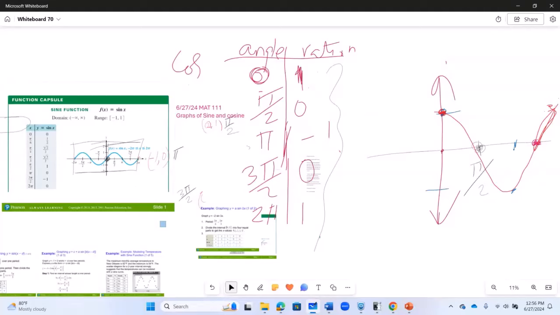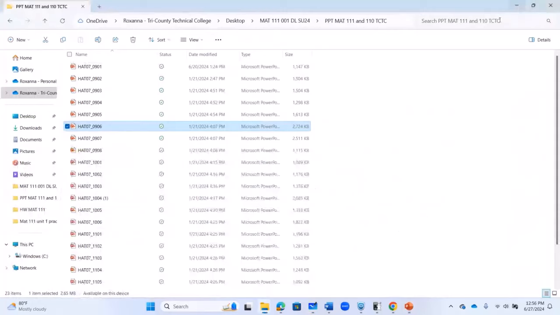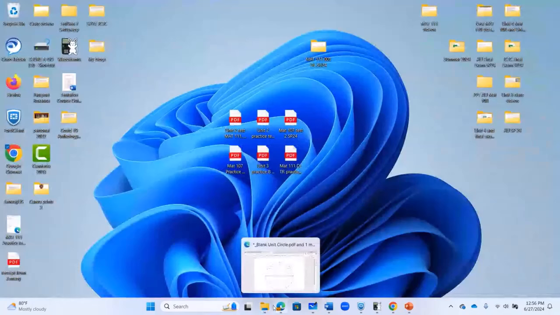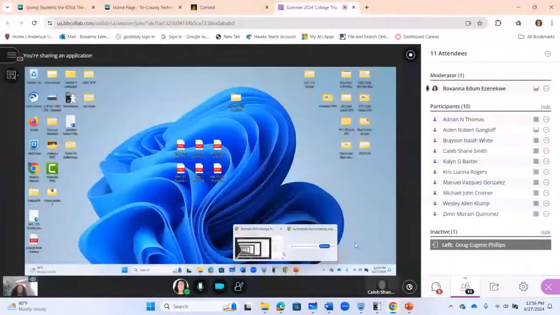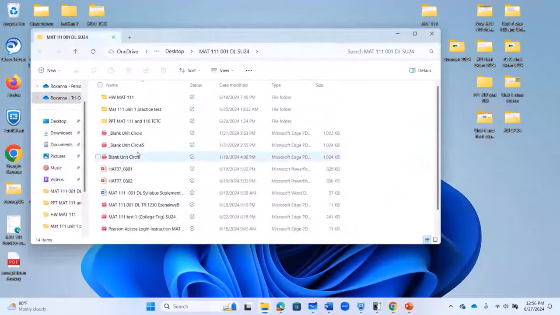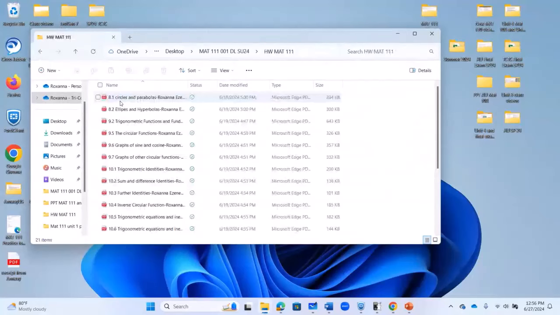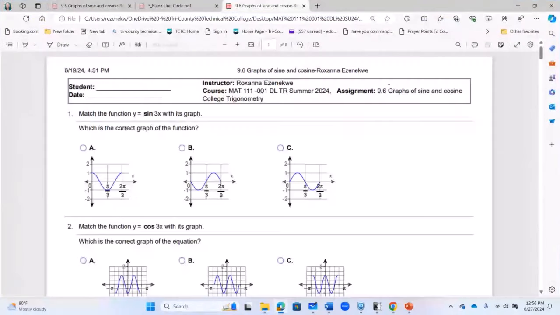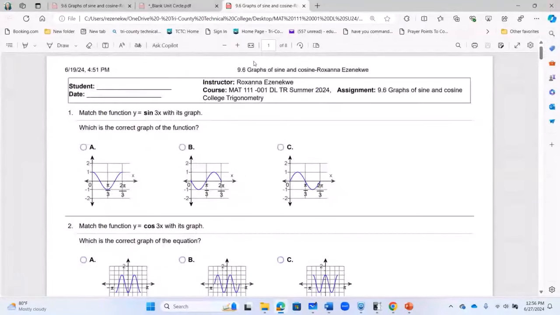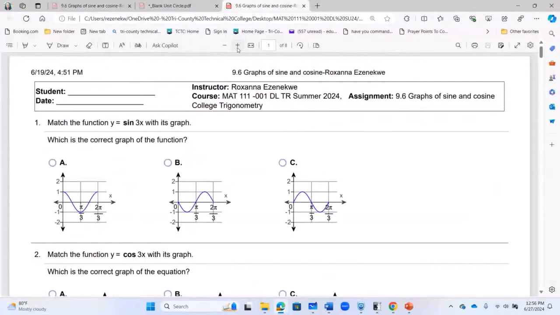Let's go to practice test 1, or rather section 9.6, because we have to compare them to the questions given to us. Let me open it. So practice test 1 or homework 9.6, whichever one, so we can see if we can answer the questions, because what we're talking about is already in the test. So this is homework 9.6, which is also in the test.